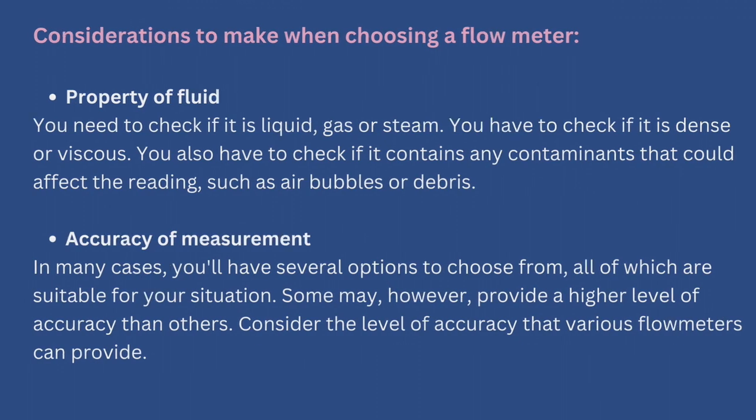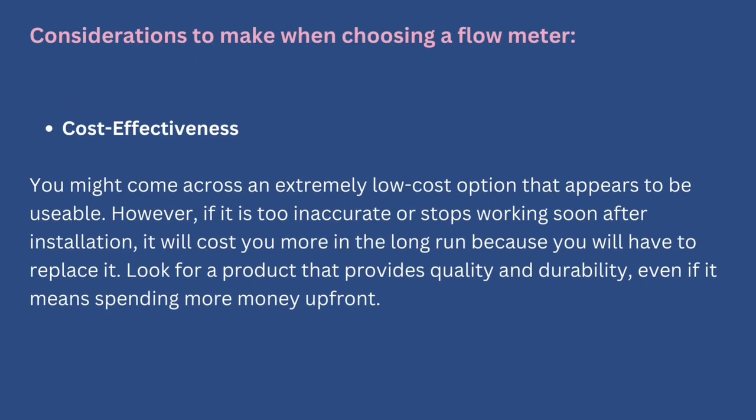Next is cost effectiveness. You might come across a flow meter that provides highly accurate results but is out of your price range. Try to strike a balance between finding the best option and staying within your budget. You might come across an extremely low cost option that appears to be usable. However, if it is too inaccurate or stops working soon after installation, it will cost you more in the long run because you will have to replace it.